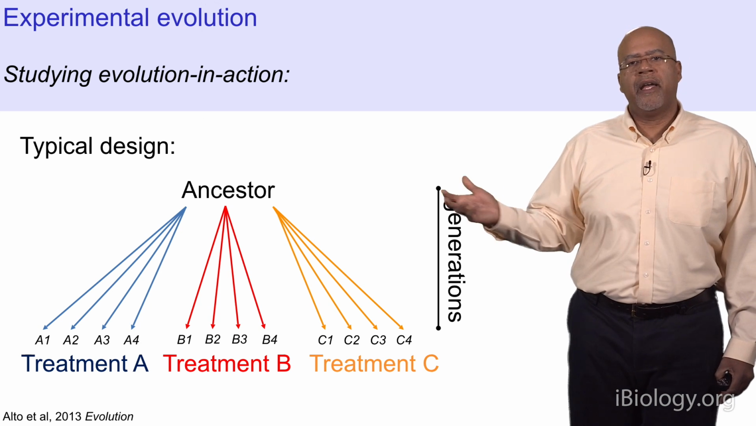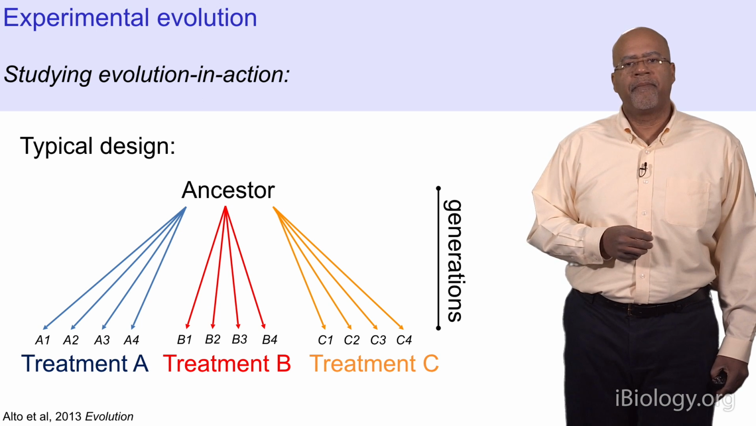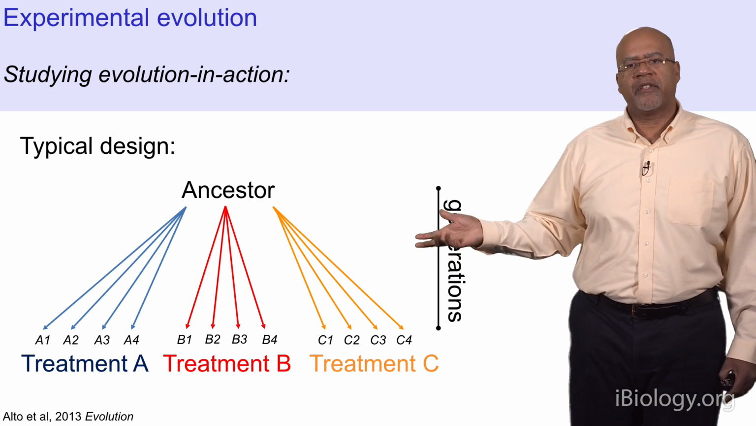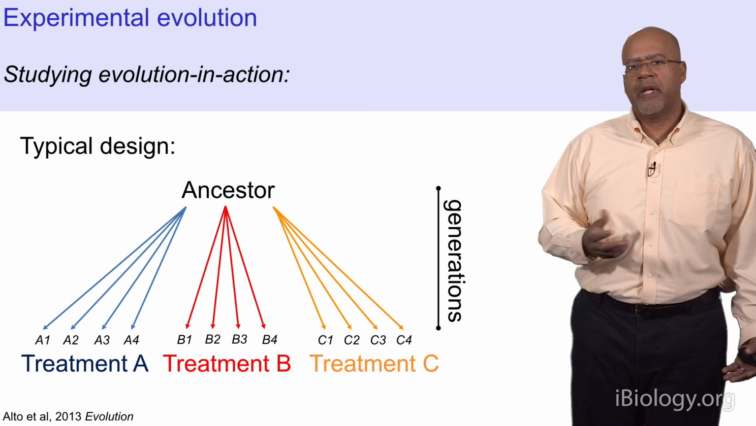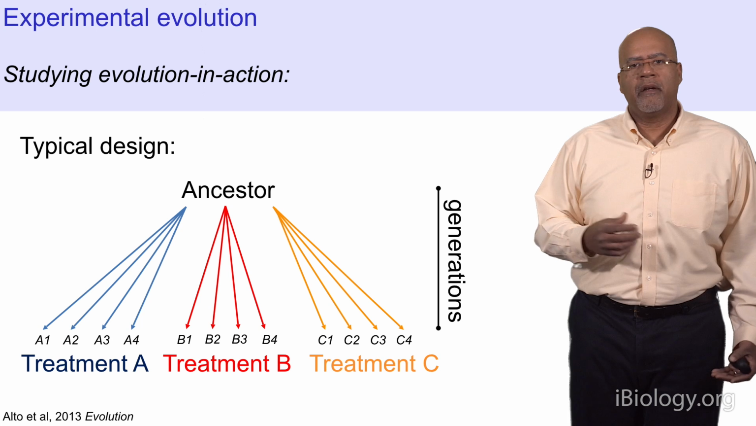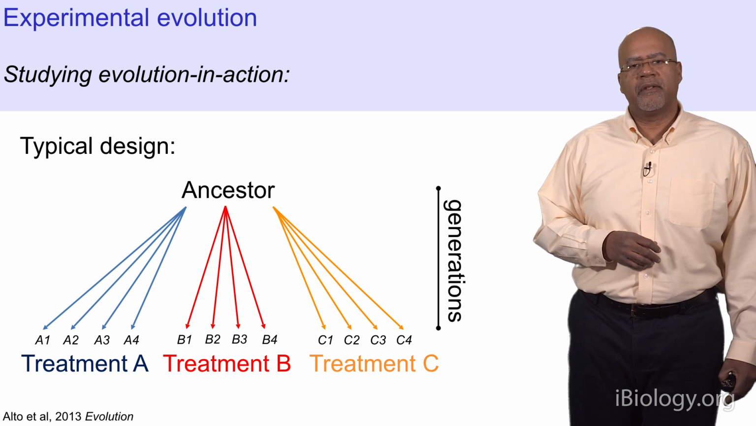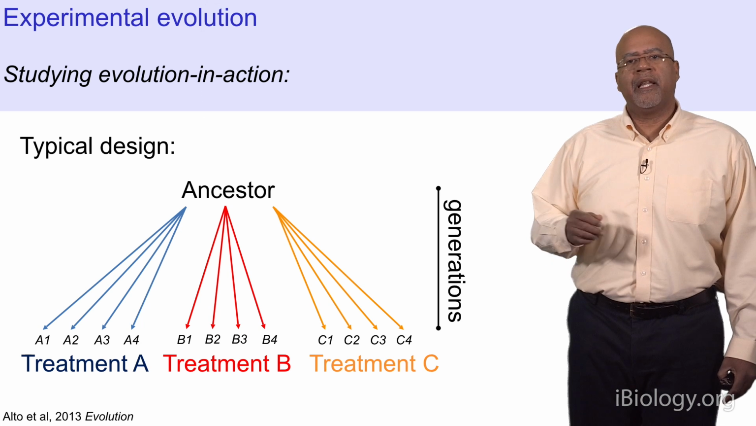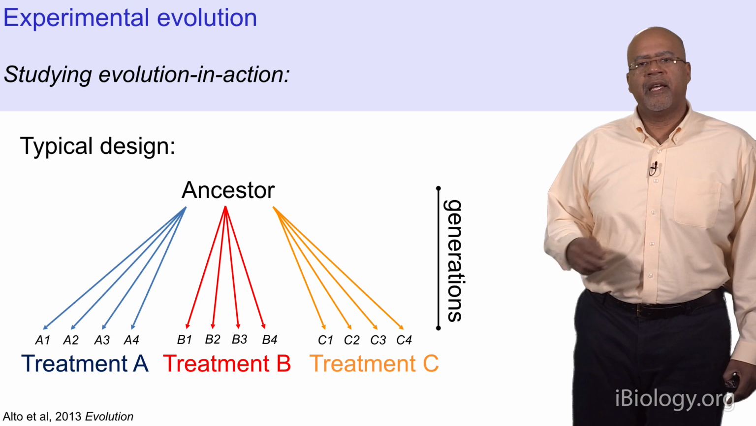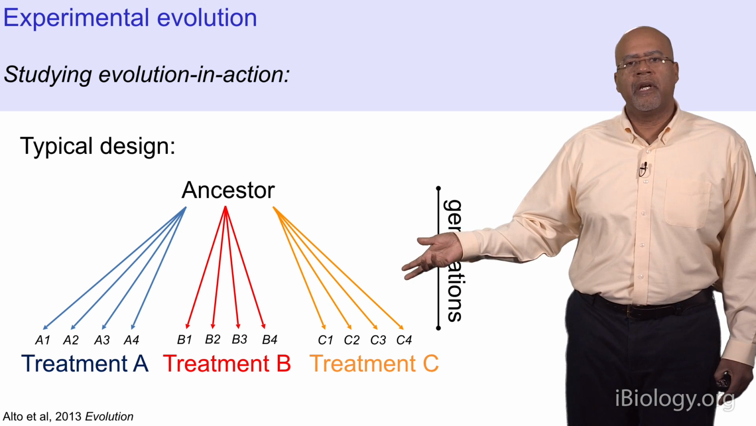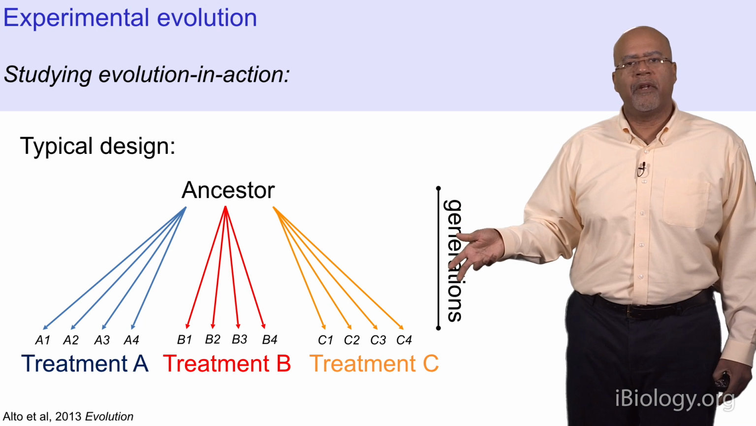A typical design is shown here, where we would begin with some ancestral type. We might be interested, in the case of this hypothetical diagram, in 3 different treatments that differ in some way in their environmental challenge. And we can track over the course of generations how these independent lineages evolve to meet these challenges. And the nice thing is to include replication in these experiments, such as you can have lineages that are experiencing the same environment.